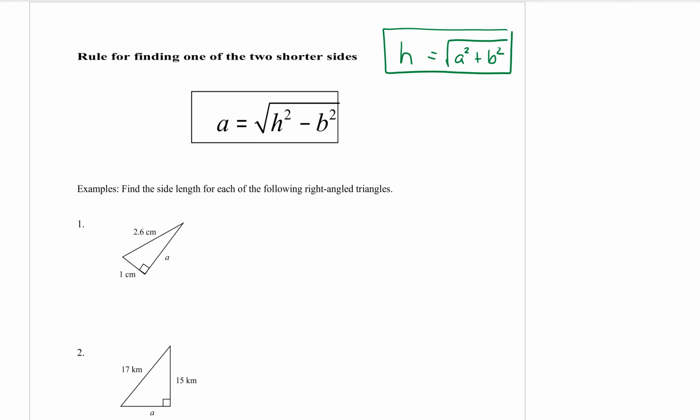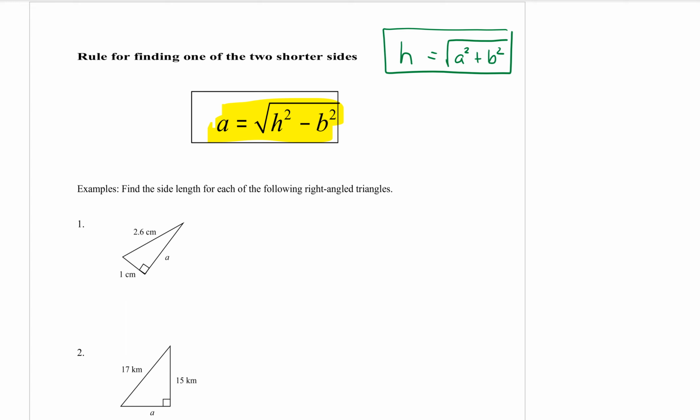Okay, we use that formula to find the longest side, which is the hypotenuse. If we are trying to find one of the shorter sides of the right angle triangle, then we need to use this formula here. Now, little a, remember that when we're labeling our triangle, little a and little b, it doesn't really matter which one is which. But for the sake of using this formula, we're going to make little a the shorter side that we're trying to find. And little b will be the other shorter side that we're given.